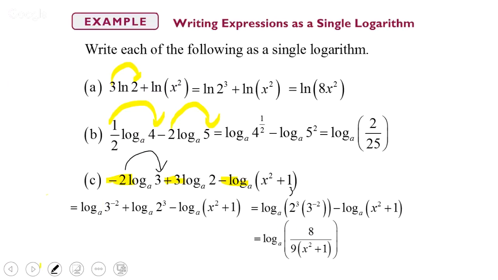3 cubed is on the bottom. The x plus 1 is on the bottom. And the 2 cubed is on top. So there you go. I did it a little differently typed, but it can be done either way. It's the same type of thinking.